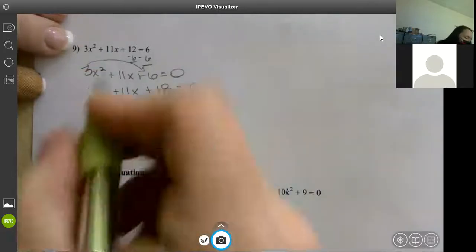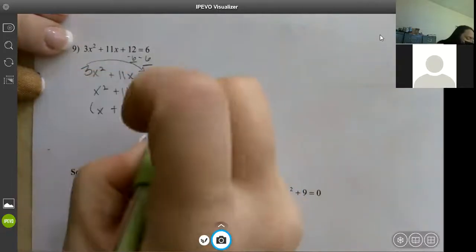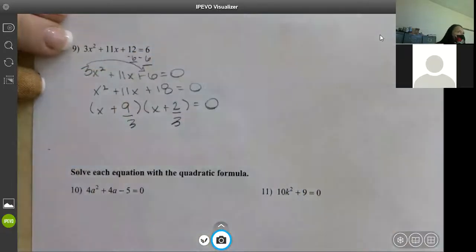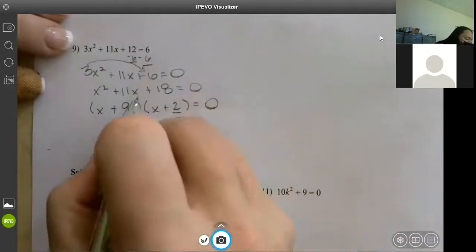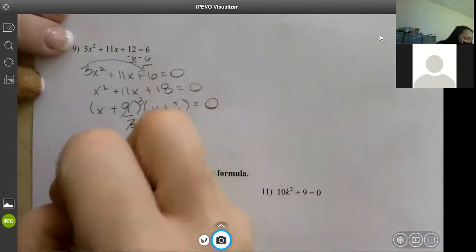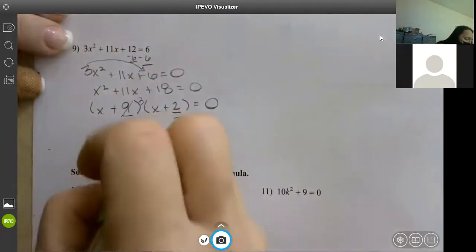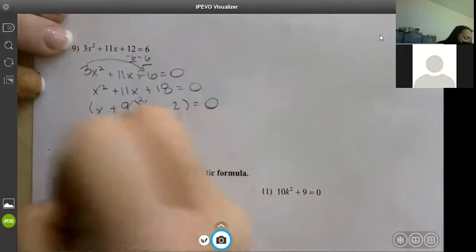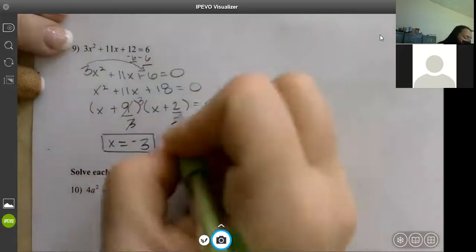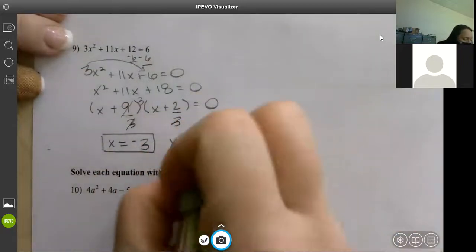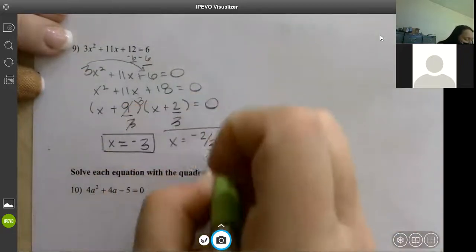Please don't forget to divide. I hate for you to miss it because you forgot that part. Please divide. 9 divided by 3 is 3. So our first answer is negative 3. And then instead of a positive 2/3, my answer is negative 2/3.